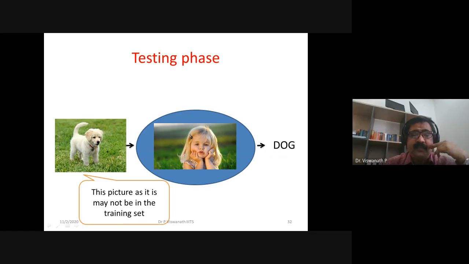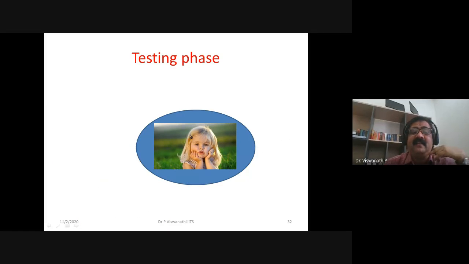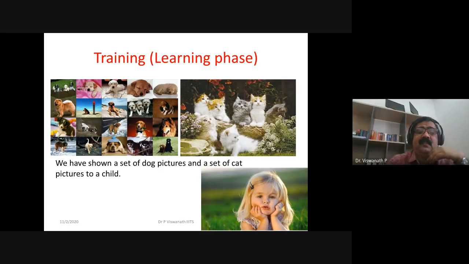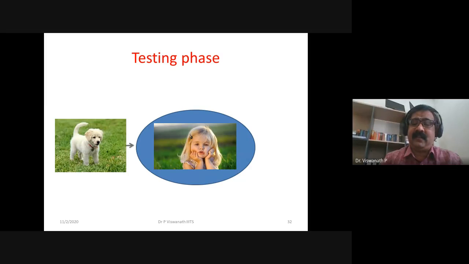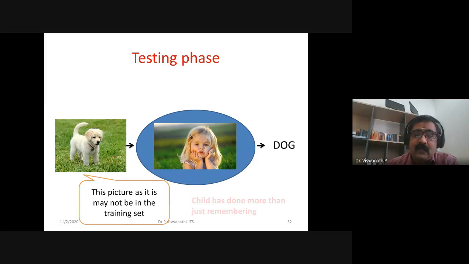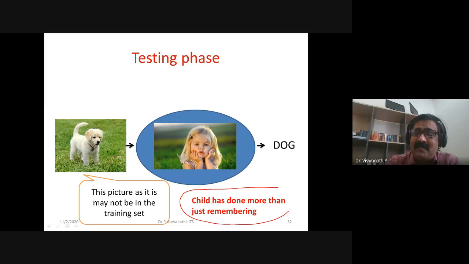This picture is not available in the training set. The training set I gave is this one, these are the training examples. What I showed the child is not among them. So only then can I say that the child has learned to discriminate between dogs and cats. Now, the child has done something more than just remembering.